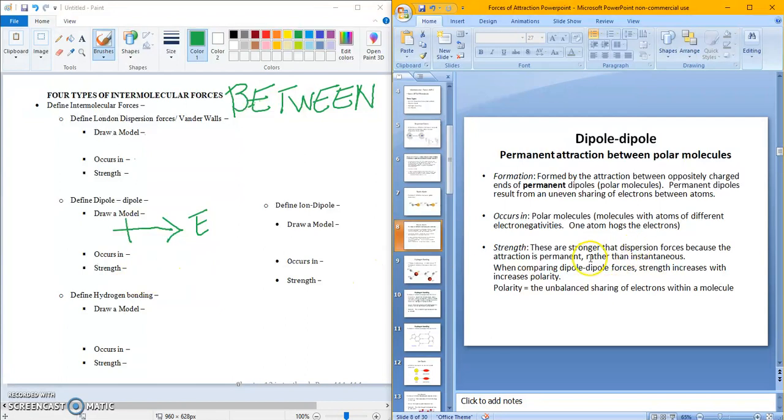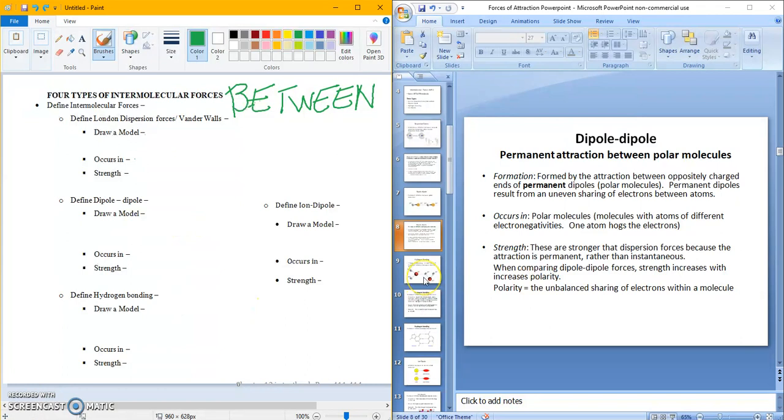All right, so strength. As far as strength goes, the bigger my charge, the stronger my attraction is. So the more polar a molecule is, the stronger the attraction is going to be. Okay? So these are stronger than van der Waals or London dispersion forces because they have permanent charges. And if I'm just trying to compare two dipole-dipole, the more polarity there is, the stronger it is.